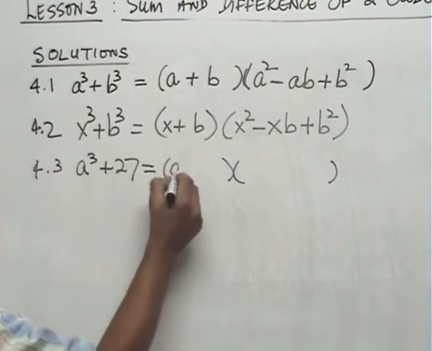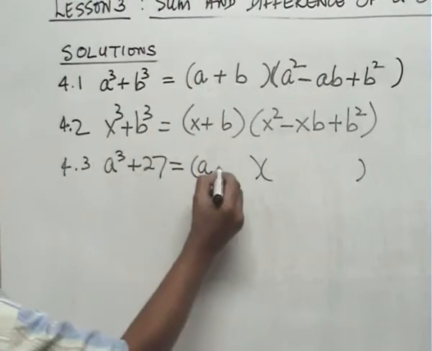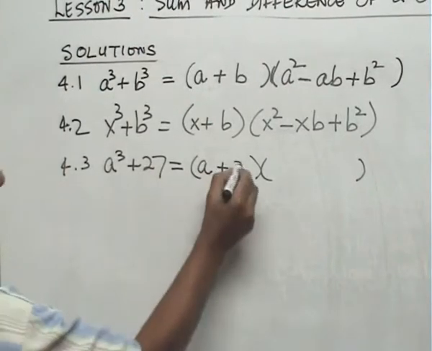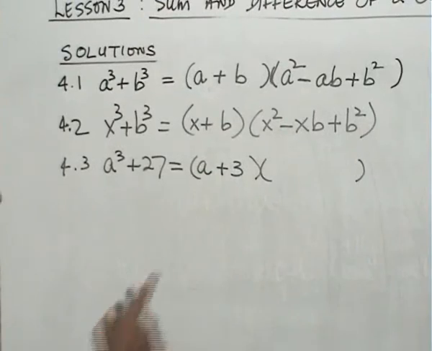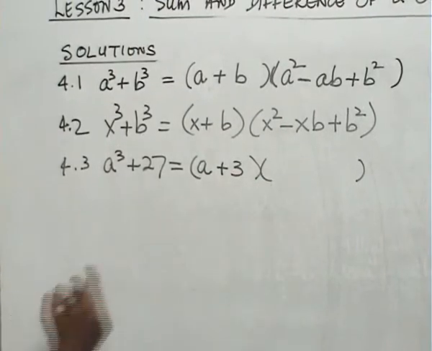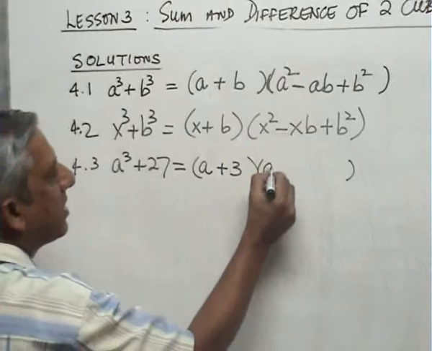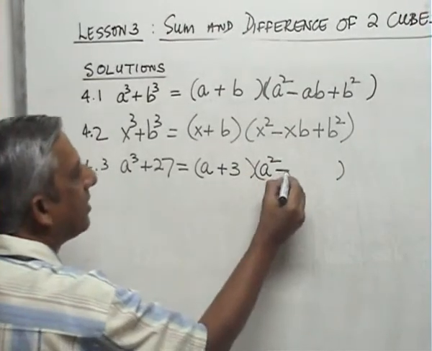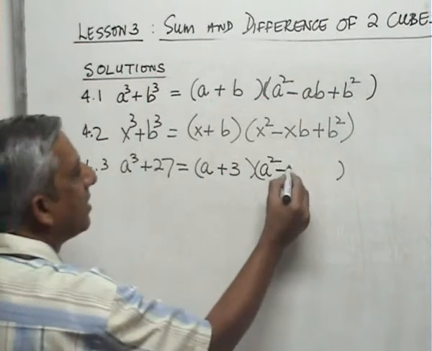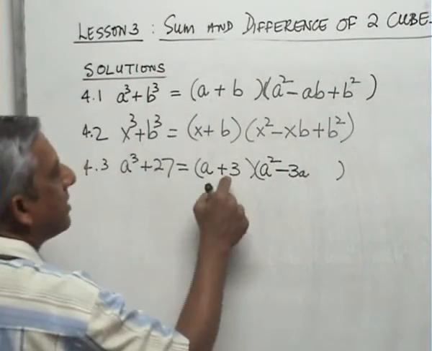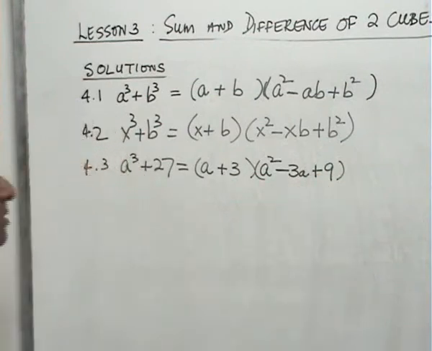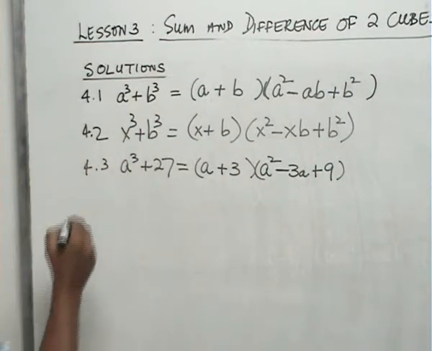Cube root of a cubed, a. If this is plus, then the first bracket will be plus. Cube root of 27, 3. Now this gives me that. Take this and square it, you get a squared. If this is plus, that will be minus. 3 times a, 3a. Square the 3, plus 9. Square the 3 means 3 times 3, you get 9.